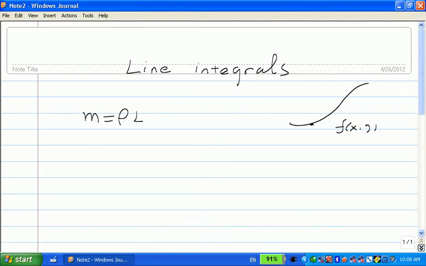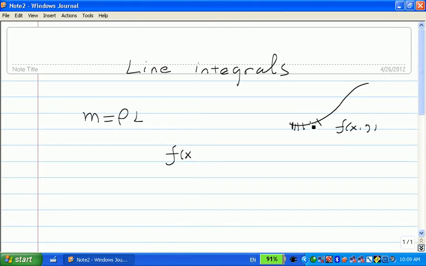However, how about if the density function is not a constant? How do we find the mass of the wire? The idea is the same as before. We can break this wire into many small segments. For each one, this segment is very tiny, so you can treat the density function as a constant.